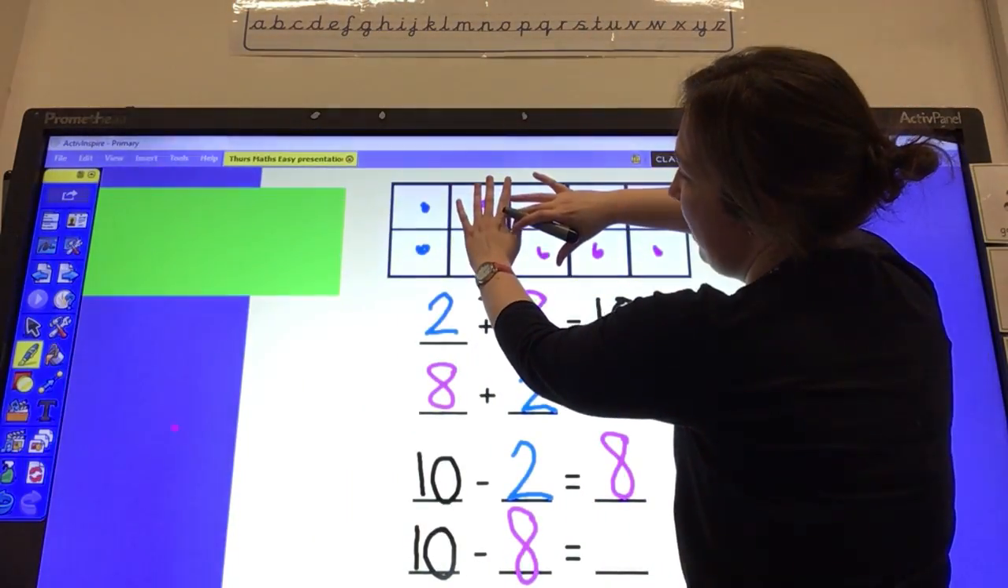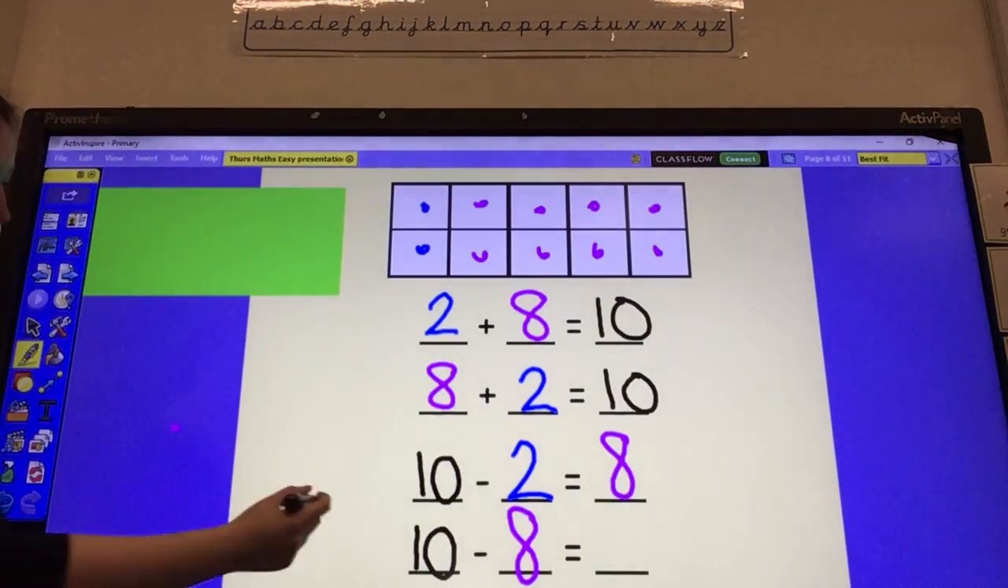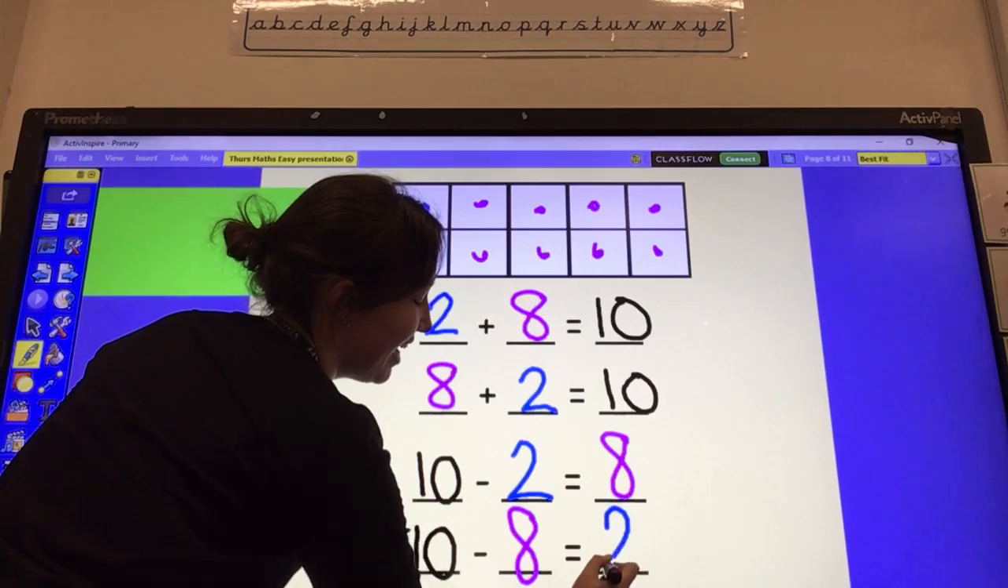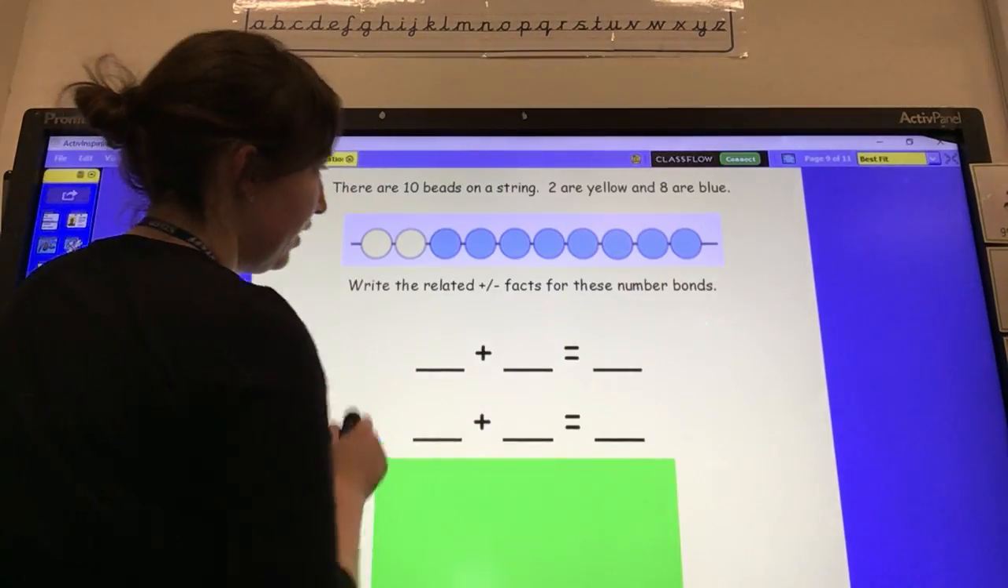How many have we got left? I've got 2 blue ones. So 10 subtract 8 equals 2. So well done if you correctly answered that question.